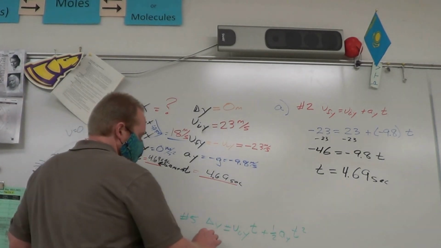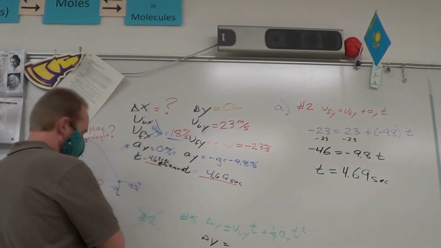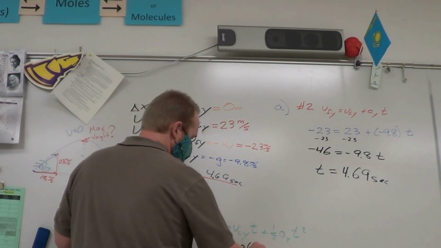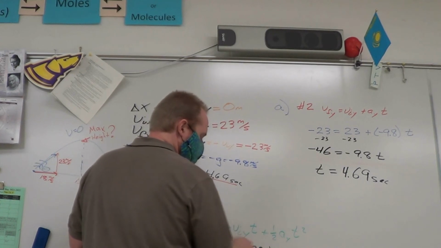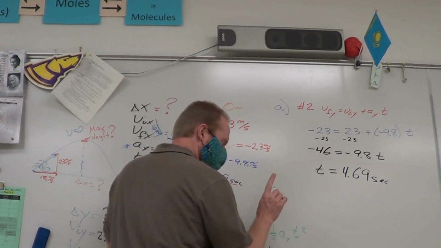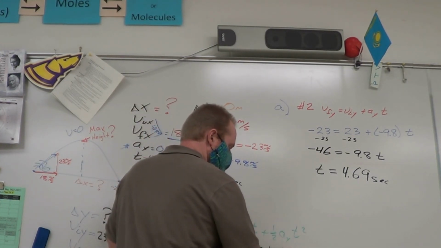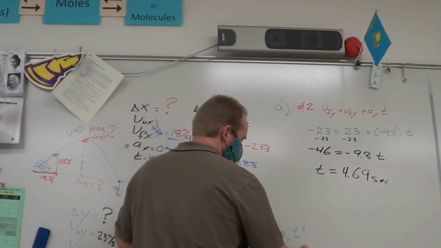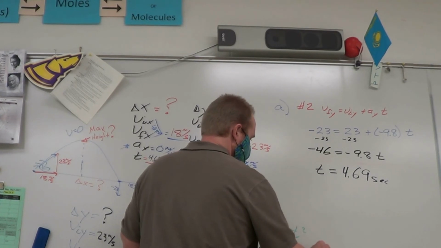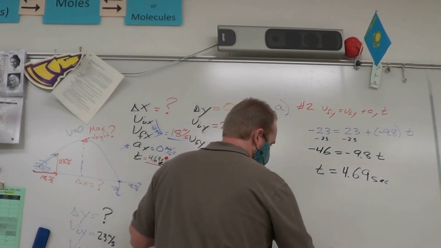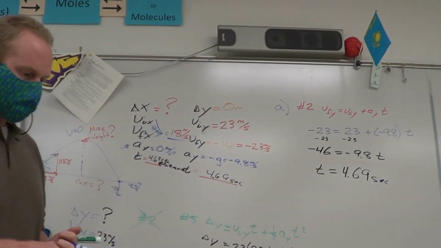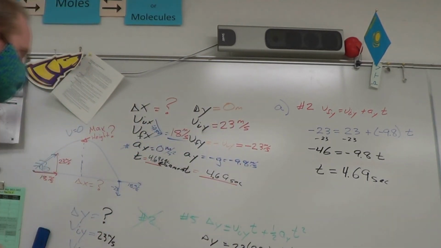So delta y is equal to my VI, which is 23, times the 2.35. Again, I'm going to use my full number in my calculator, and I store it, and that's how I can use it more than once. Plus 1/2 times negative 9.8 times my 2.35, again, all my decimals, and then we can square that. And we only square the time.